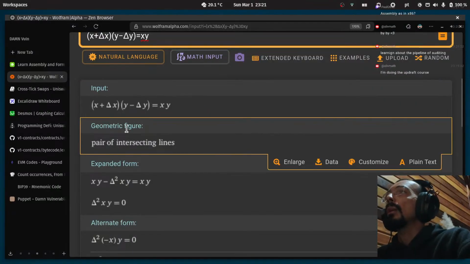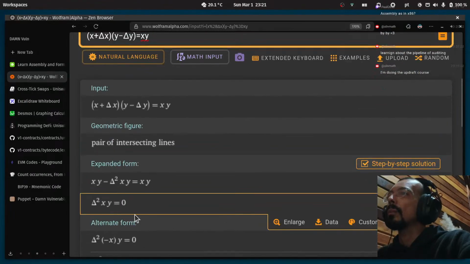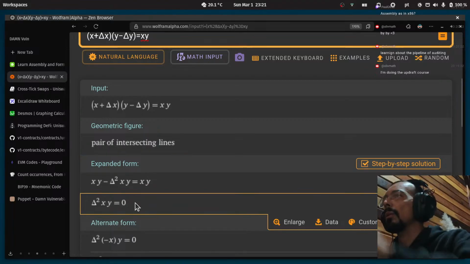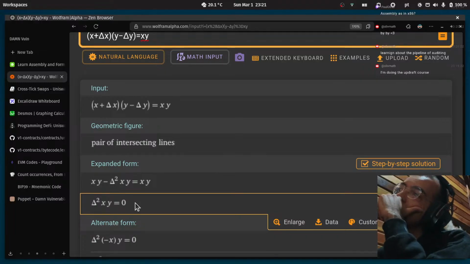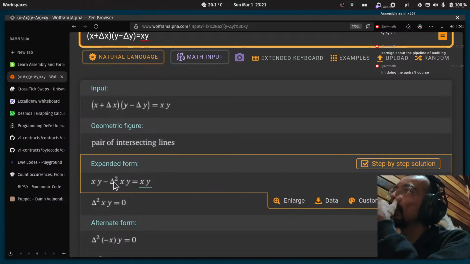Okay, so geometric figure, pair of intersecting lines, expanded from... equals 0.